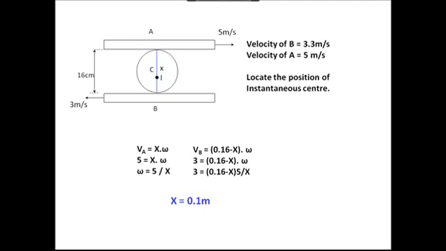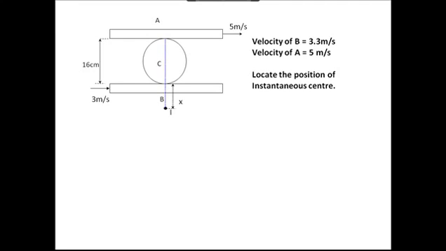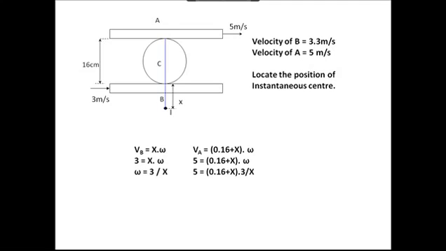So this is the case when two velocities whose directions are known are parallel to each other. In the next problem, both the plates are moving in the same direction. In this case, the instantaneous center will be outside, and our job is to locate that instantaneous center. We write very similar equations. VB is equal to x omega, and VA is equal to (0.16 plus x) into omega this time. We substitute for VA, we solve for x, and x we get as 0.24, as shown in the figure.